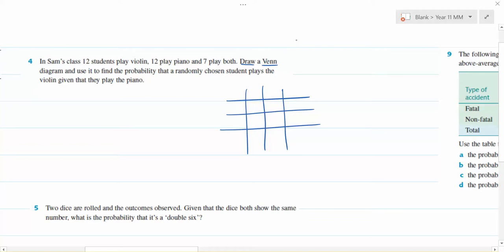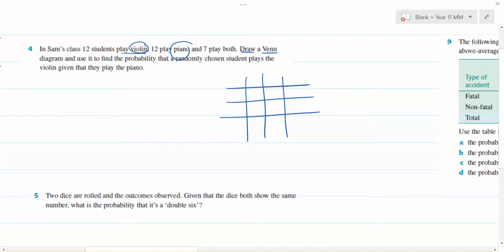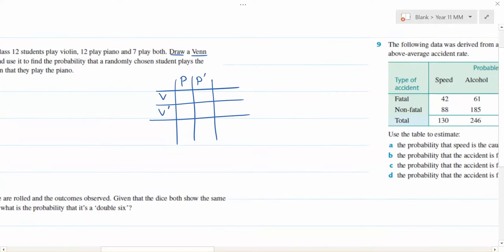Most of the time when you're drawing a Venn diagram, you have 2 events. So in our case, what I can already see is we've got 12 students who play violin. So violin is the first event, the number of people who play violin, and the number of people who play piano. Okay, so I will put P for piano, P dash for not playing piano, and V for playing violin, and V dash, or V prime, or V complement, to mean that I'm not playing violin.